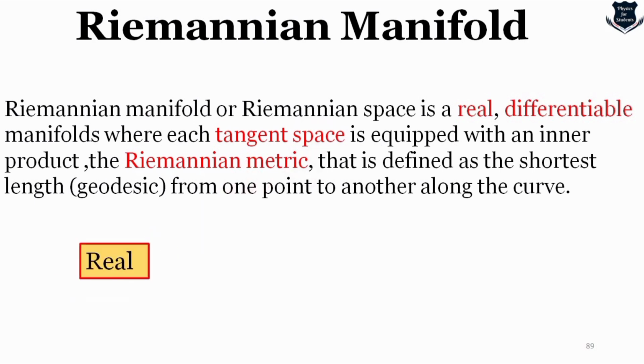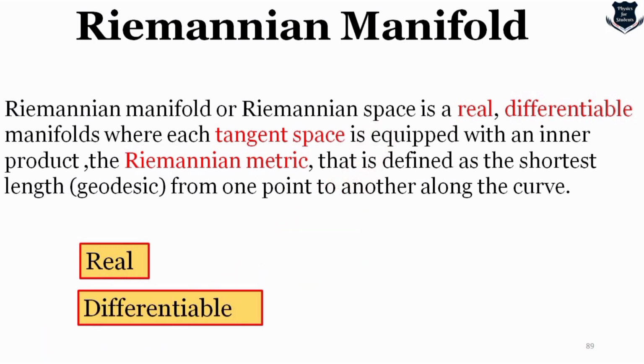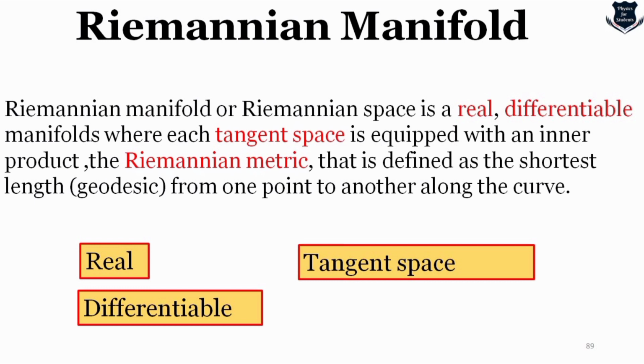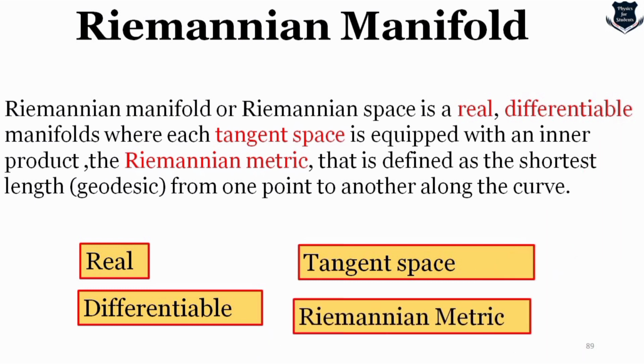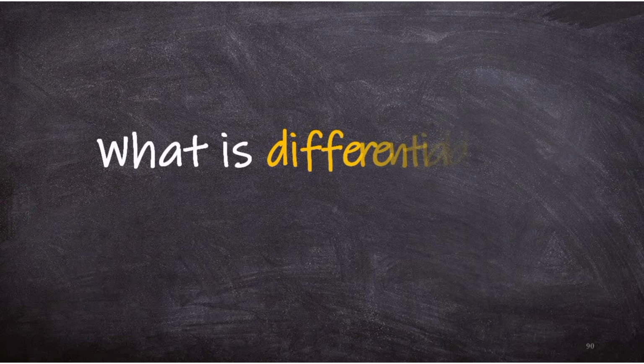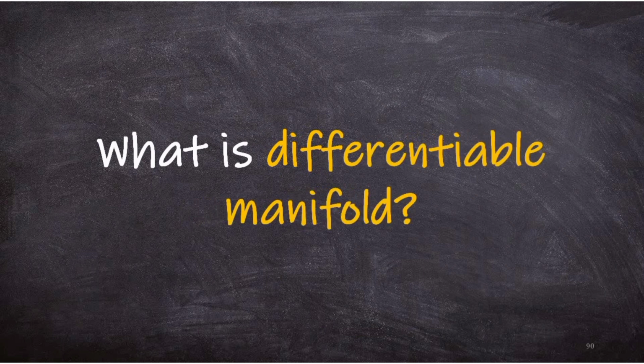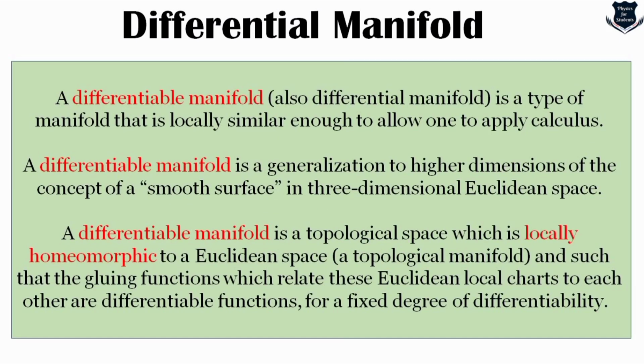So first we need to understand what is real, that is a real number. What do we mean by differentiable? Tangent space we already know, and what is a Riemannian metric? So we will skip real and tangent space, we already know. We will go forward in understanding differentiable and Riemannian metric, so it completes the understanding of Riemannian manifold. So what is a differentiable manifold? To be very honest, we have already looked into that. So I can just give you a simple definition. A differentiable manifold is where you can apply calculus. Simple. A differentiable manifold is a generalization.